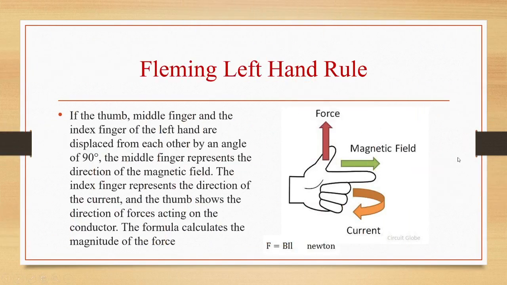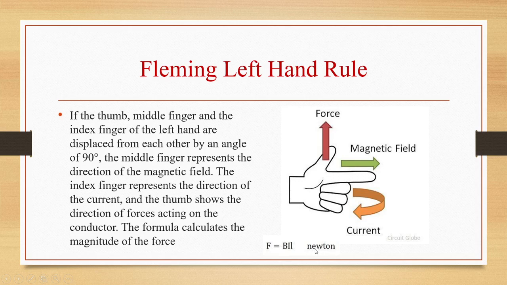Okay, same thing here. I am showing in another way. Now, thumb, middle finger and index finger are displaced from each other by an angle of 90 degrees. Middle finger represents direction of magnetic field, index finger, direction of current. Thumb shows the direction of force acting on the conductor, and the formula which calculates the magnitude of force is F is equal to BIL, newtons.